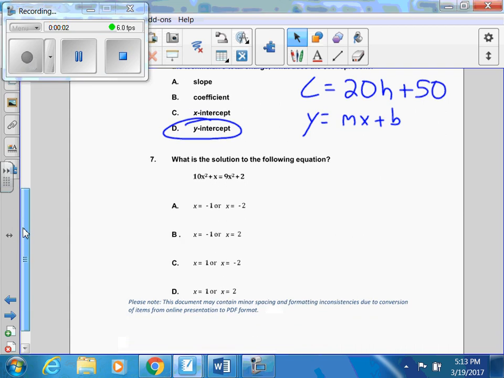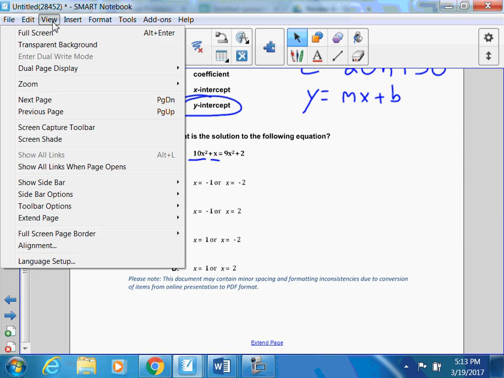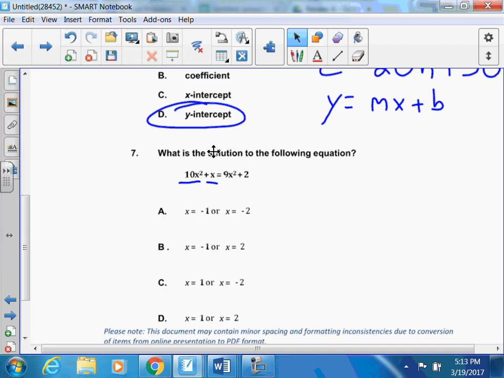Okay, so here number 7, we're going to solve the following equation. So we have to get our terms together, and if you notice, you have an x squared term and an x term, so you can't actually combine those together. Let me make this a little bigger. Okay, let me change the view so we can see it a little bit better.